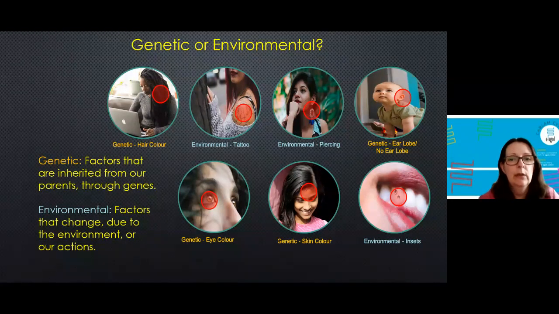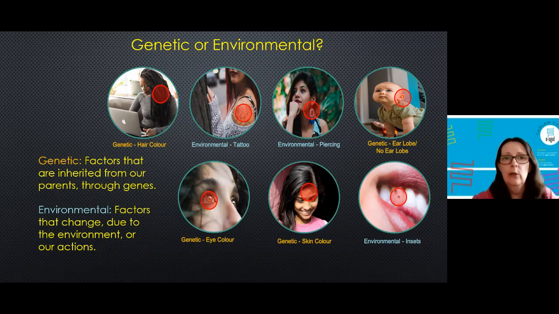And some very simple definitions here and images to show us that genetic information can be, for example, our hair colour, whether we have our earlobe or not, our eye colour and our skin colour as well. Environmental could be a tattoo or piercings. So there are a number of different ways that we can be affected by the environment or genetics or both together.